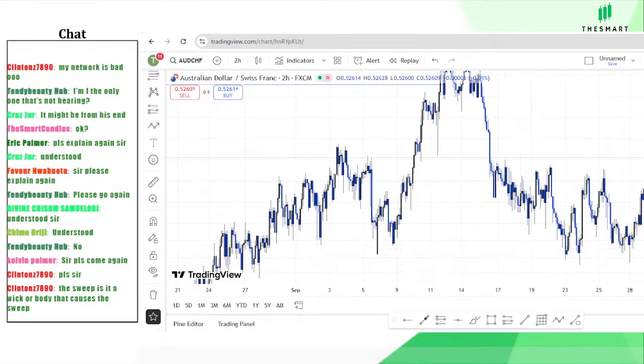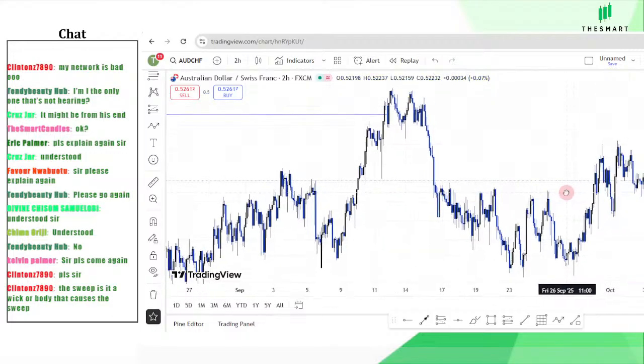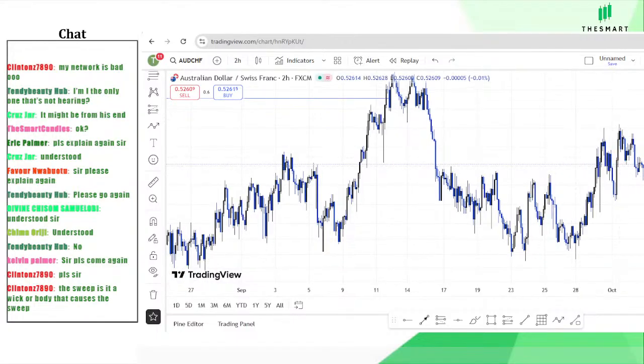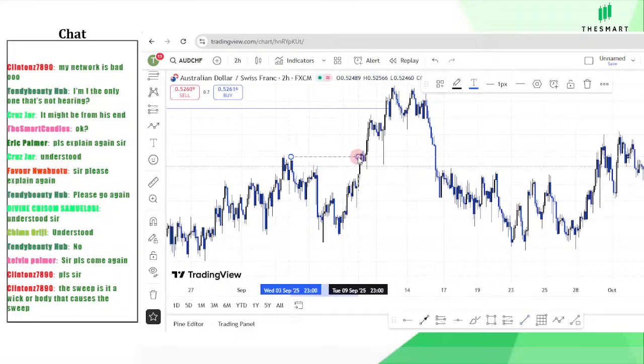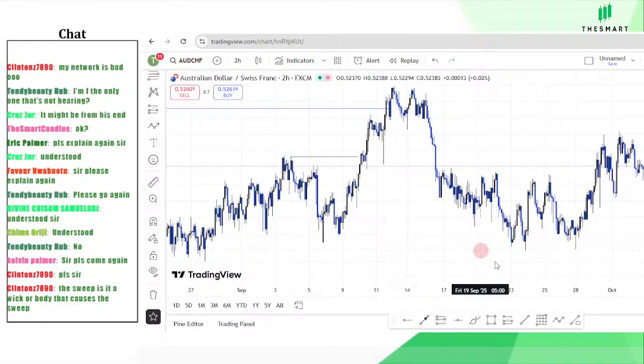Okay, so here we are on this particular pair, AUD CHF, and this is the 2 hours time frame. We'll try to scale down to 15 minutes time frame to get to see what we've just discussed. So now looking at this particular pair, what can we notice? See, price was moving to the upside from this point. Price was moving to the upside at this level here.